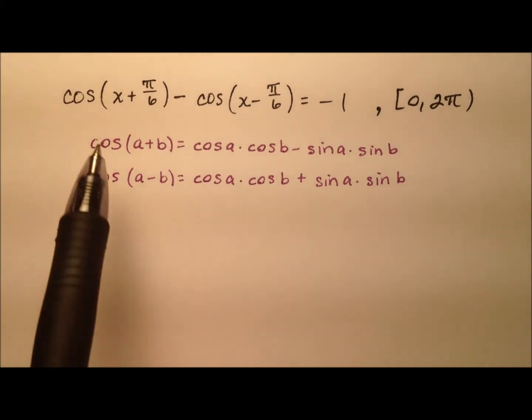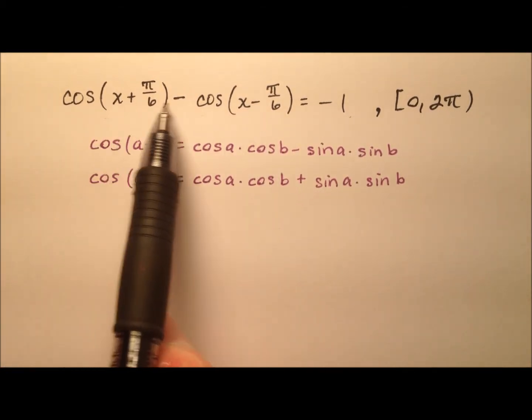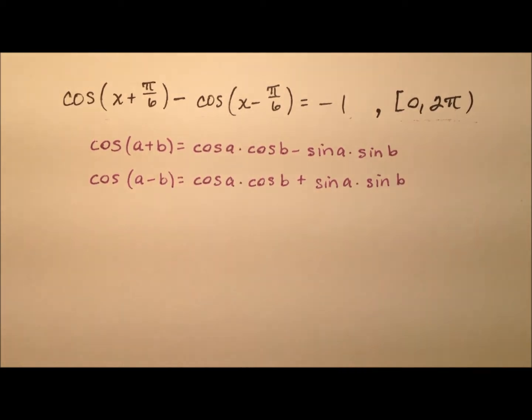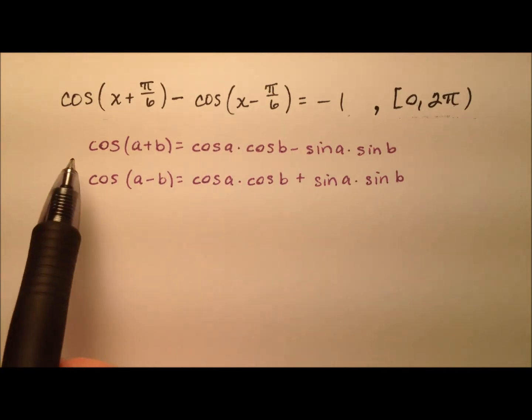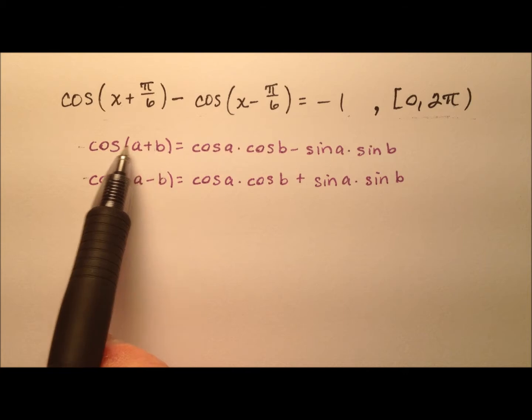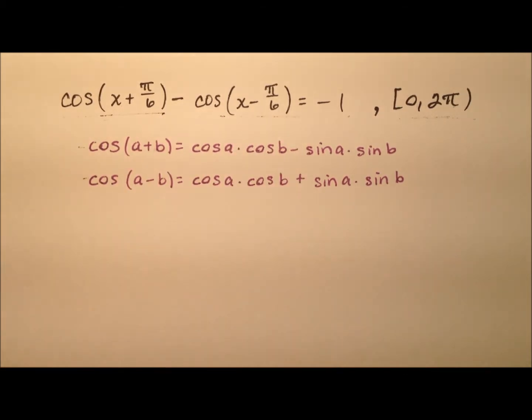In this example, we're going to solve this trigonometric equation, and the values for x that we're going to find will be in the interval 0 to 2 pi. So it looks like we are going to use two identities for cosine, the sum identity and the difference identity, both here. So we have the sum and the difference.